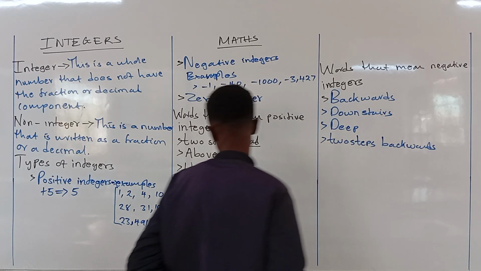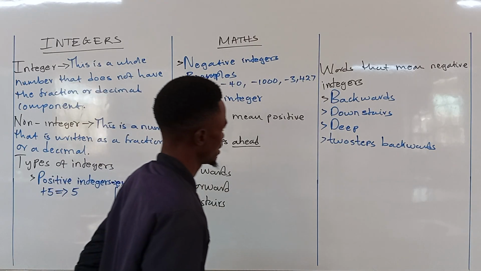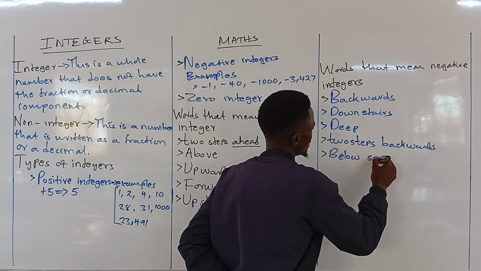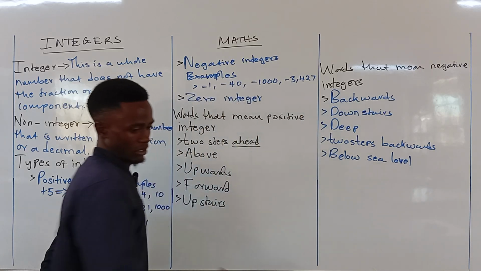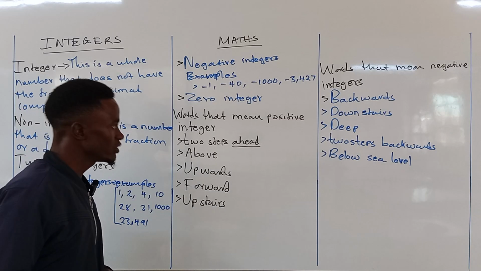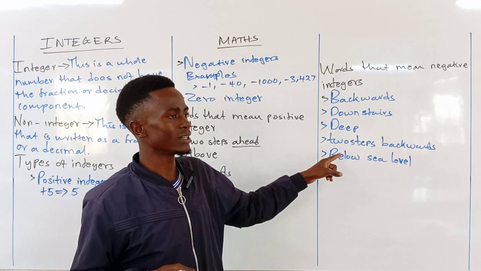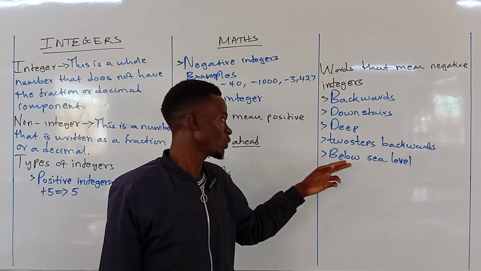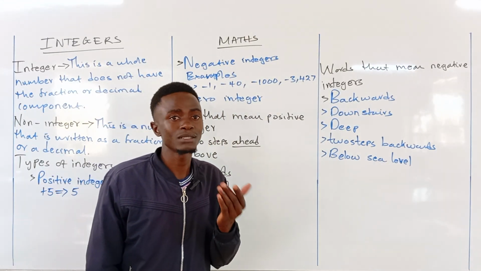We can also talk about another word, that is below sea level, or below whichever. It can be below the house, below the ground, or below a certain level. So we can have these words in a specific question. For your interpretation, when we see a word like backward, downstairs, deep, 2 steps backward, below sea level, it means that whichever number is mentioned, for example, 10 meters below sea level.